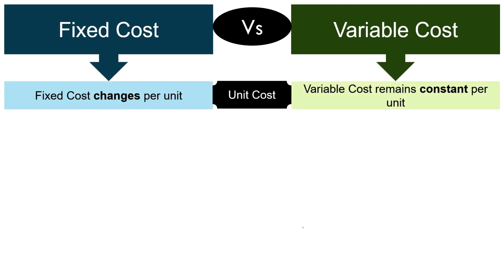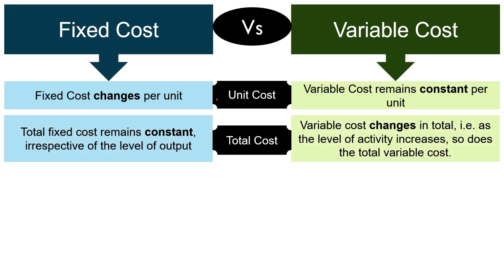Next, if you are going to see the overall impact, fixed cost changes per unit. That is, as the production level increases, fixed cost per unit decreases. On the contrary, variable cost remains constant per unit. Looking at it another way, total fixed cost remains constant irrespective of the level of output, whereas variable cost changes in total, that is, as the level of activity increases, so does the total variable cost.